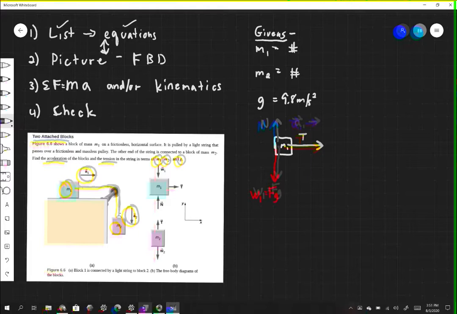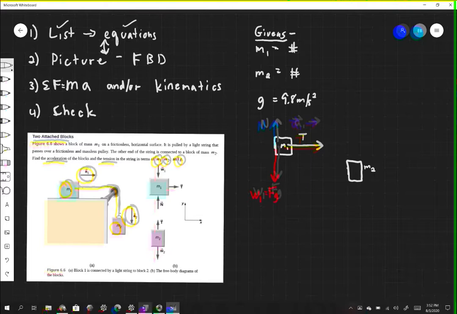Then what else do we have? What other kinds of forces do we have? What else goes into our free body diagram? We need to do all of this again for block number 2. So here we have block number 2. It has a mass. We'll call that mass M2.